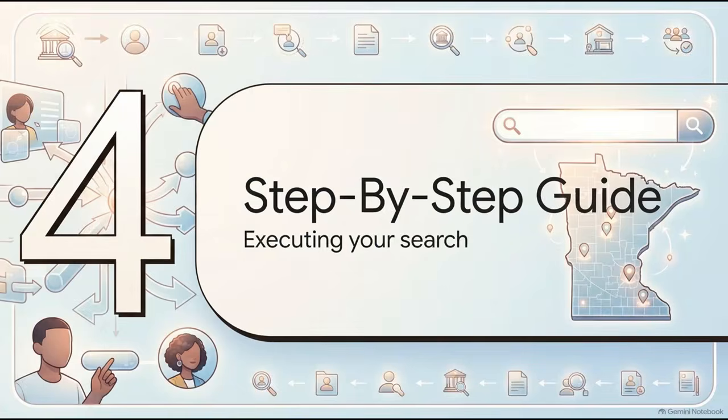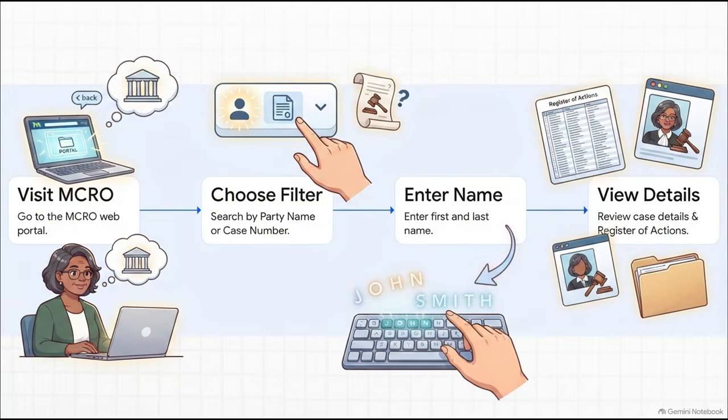Think of it as your primary roadmap for understanding the entire timeline of any case you happen to pull up online. Moving right along to Section 4, Step-by-Step Search Guide. It's time to put this knowledge to work with a practical mock scenario. Imagine we're looking up a hypothetical individual. Let's just call him John Smith.